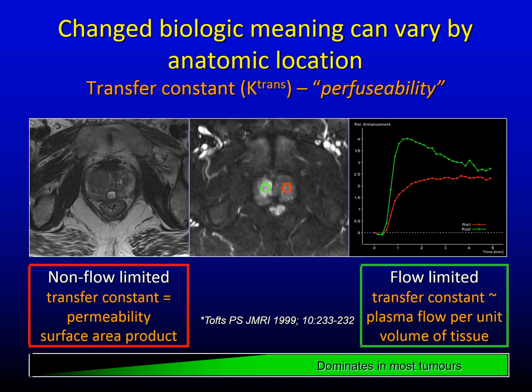So if you look at this patient with a Gleason 6 tumor on the right hand side in the transition zone, and we see this green curve, there's a wash in and wash out, and here the transfer constant is reflecting the plasma flow per unit volume of tissue. On the left hand side here, we've got wash in and then a plateau. In this particular case, the transfer constant is reflecting the permeability surface area product. So the biological meaning of Ktrans on the right and on the left side of the gland are different.